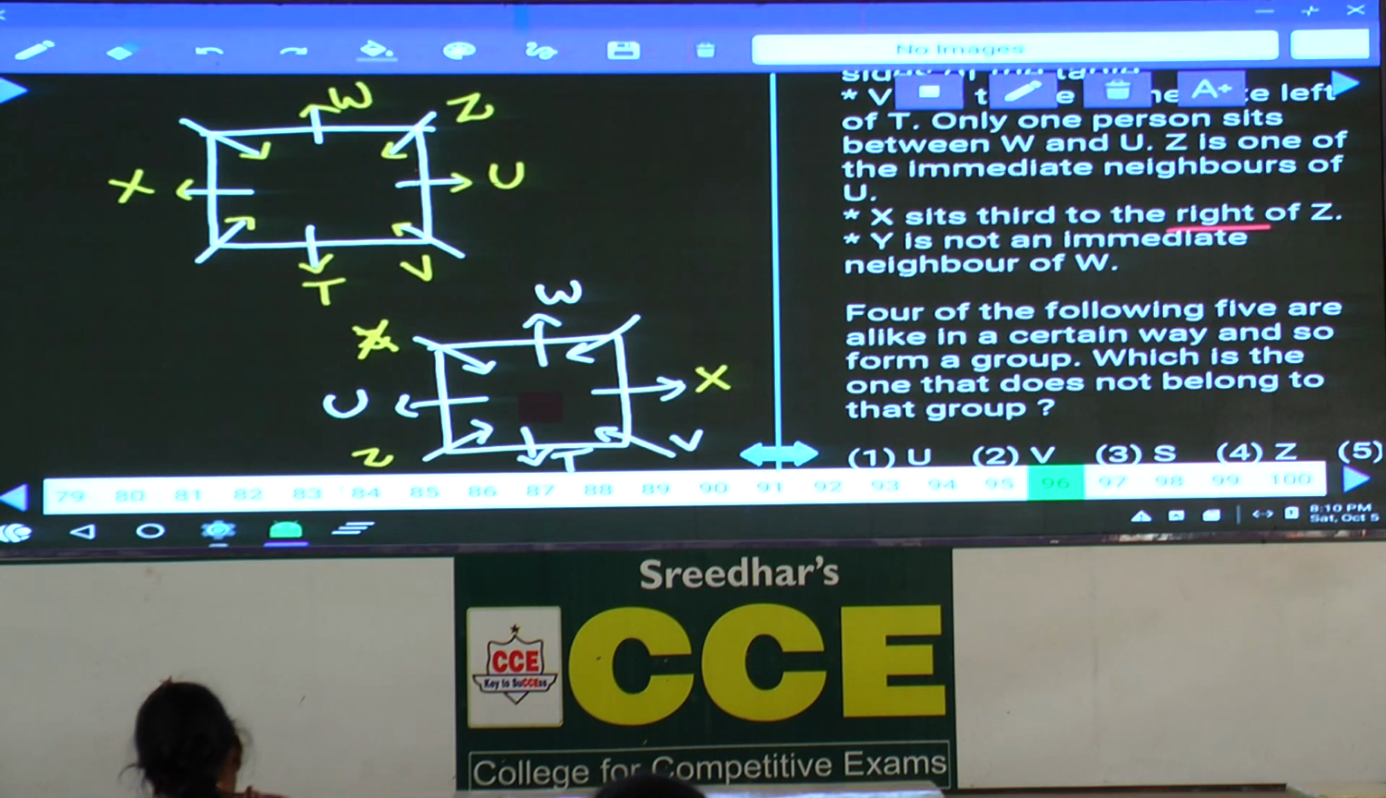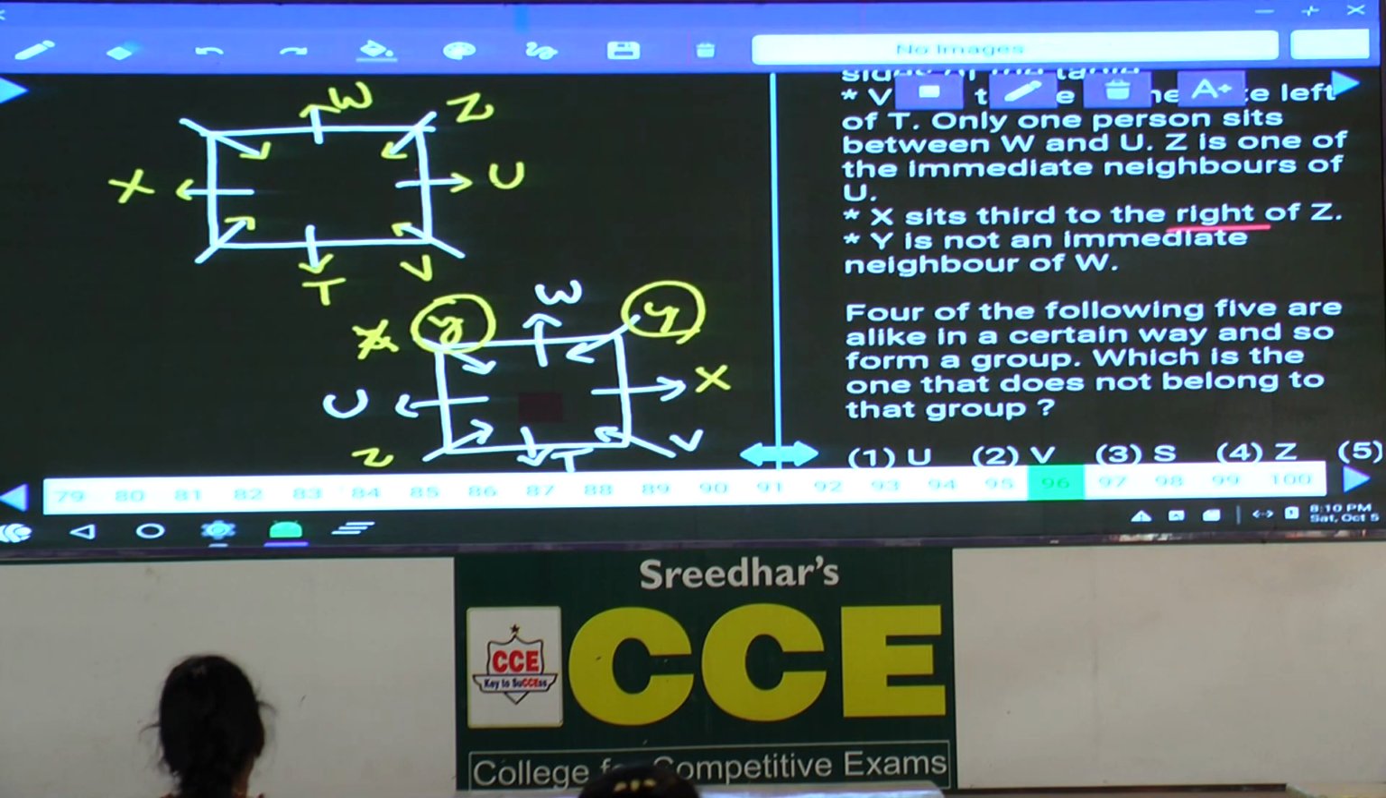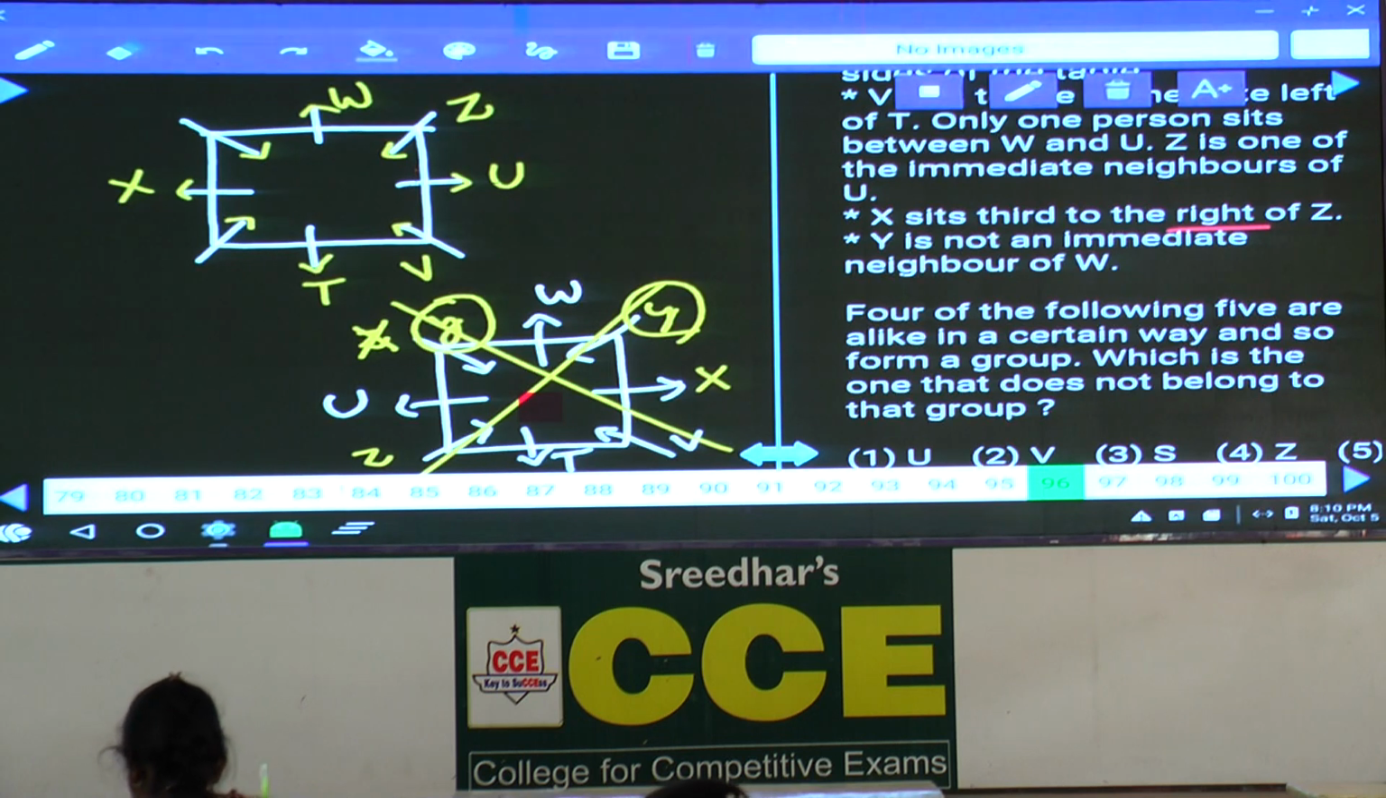And next one, Y is not an immediate neighbor of W. As Y is not an immediate neighbor of W, Y must be either here or here, and there are only 2 possibilities. These 2 possibilities are immediate neighbors of W, which is not possible here, and the second case is completely ruled out. Hence Y must be here.